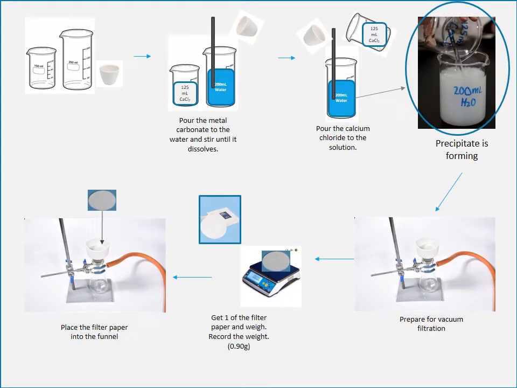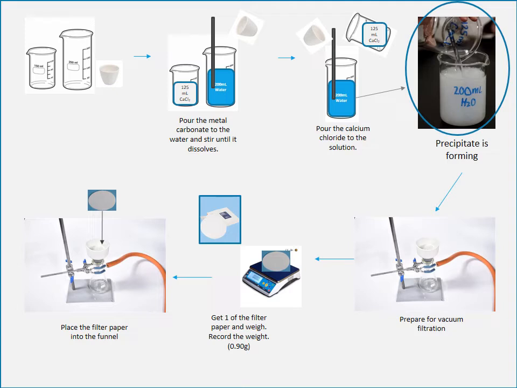So here we pour the metal carbonate into the water and stir until it dissolves. Again, the metal carbonate that we have prepared, we are going to place in about 200 ml of water, and then we have to stir it continuously to be able to dissolve. Okay, and then we have also prepared 125 ml of calcium chloride. So what happens next after it dissolves? We will add our calcium chloride to the solution.